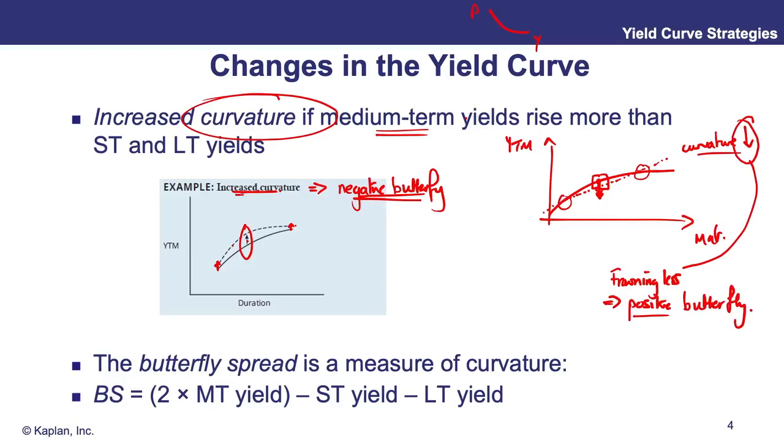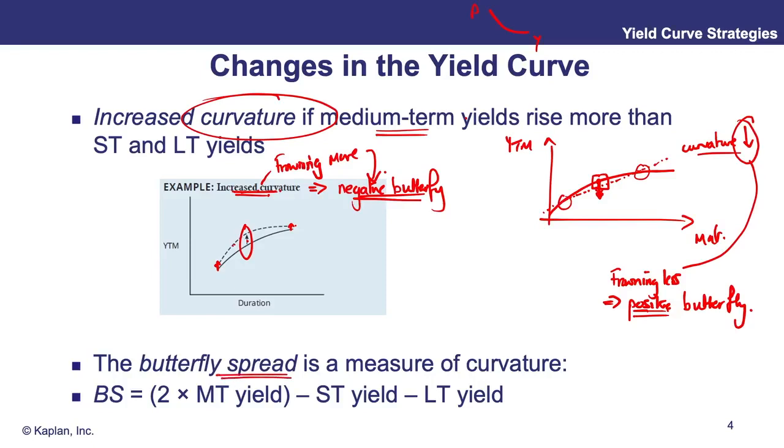So increased curvature means you are frowning more, and people that frown more are negative. It's just a visual thing. All right, a falling curvature means you're frowning less, and people that frown less and smile more tend to be positive people. The other way of measuring, actually calculating what your butterfly spread is.